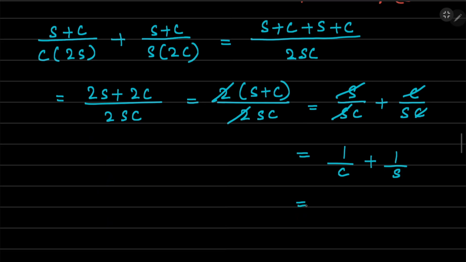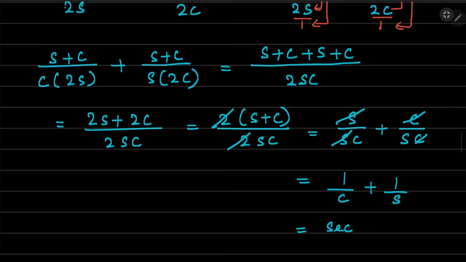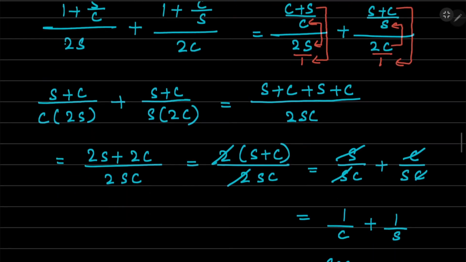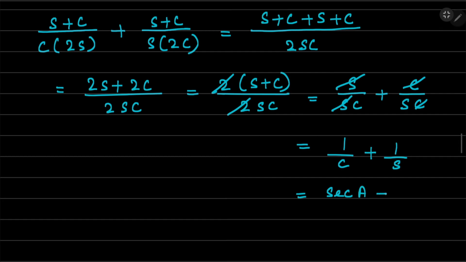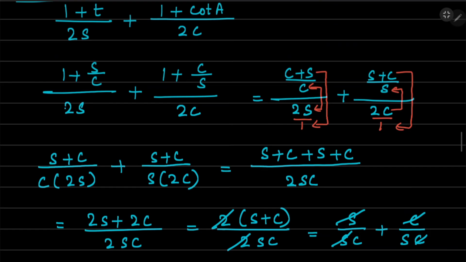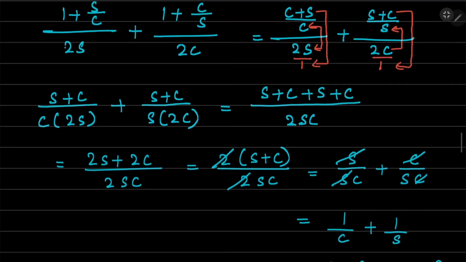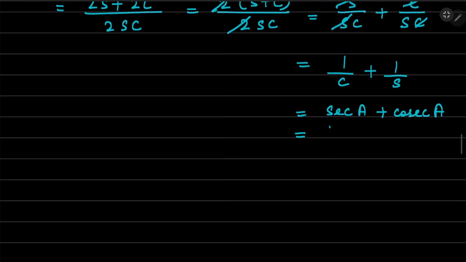What is 1 by cos? It is secant theta. Is it theta or A given? Theta, yeah, secant A. Plus 1 over sine is cosecant A. Okay, secant A plus cosecant A, or cosecant plus secant. So this is what you have to prove. This is your RHS. Hence proved.